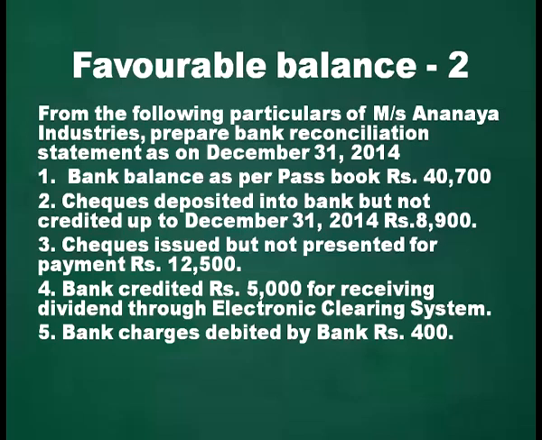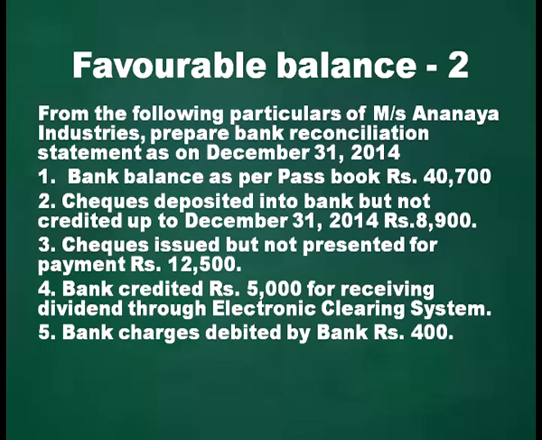One more question for favorable balance. From the following particulars of Messrs. Ananya Industries, same question. Prepare bank reconciliation statement as on December 31st, 2014. Here we are starting with the bank balance as per passbook. This is a favorable balance. Bank balance as per passbook 40,700.